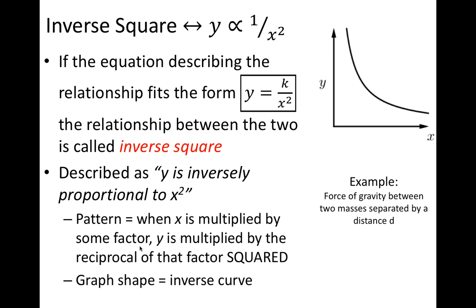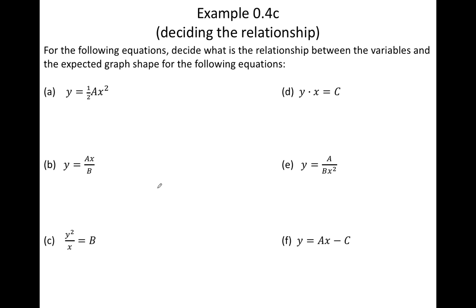An example for this is the force of gravity between two masses that are separated by some distance d. Here's the equation for that relationship, and you can see here that it matches up with the general form for an inverse square relationship. In this example, we are going to decide the relationship and graph shape for several equations.